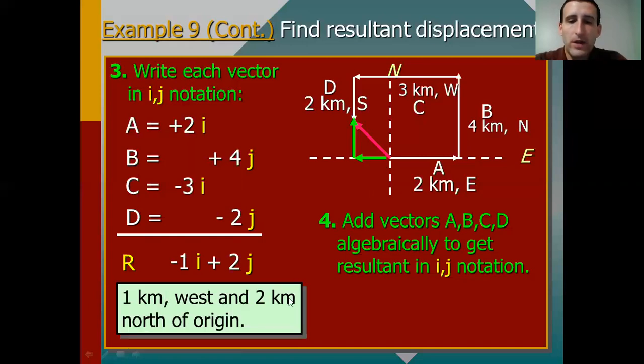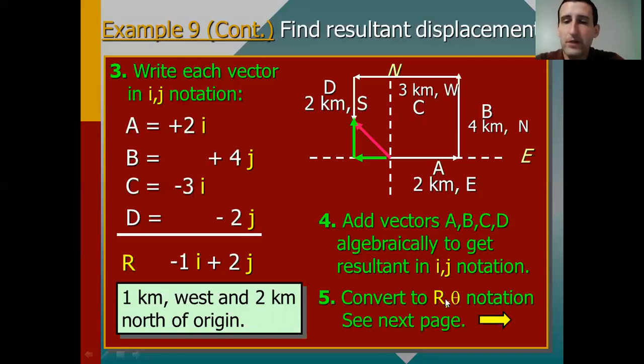1 kilometer west and 2 kilometers north of the origin. See, they took the negative sign away and they indicated that direction with a word instead. So that is acceptable. They took the positive sign away also and said north instead. Now we've got to convert it to the length of the pink vector and the angle that that pink vector would be at.